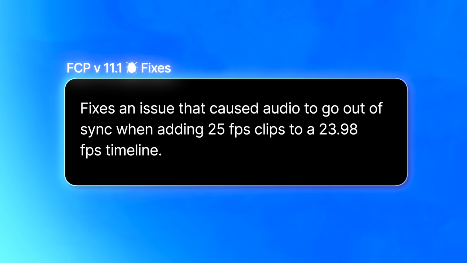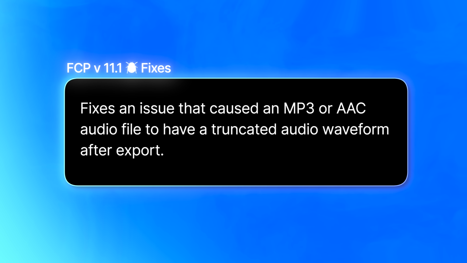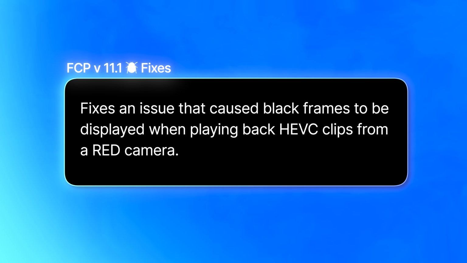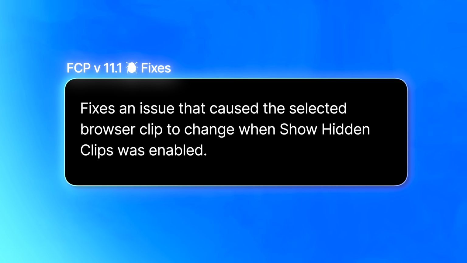They fixed an issue that caused audio to go out of sync when adding 25 FPS clips to a 23.98 FPS timeline. They fixed an issue that could cause sound to slip out of sync when detaching audio from a clip with a J-cut and a through edit. They fixed an issue that caused an MP3 or AAC audio file to have a truncated audio waveform after export. They fixed an issue that caused black frames to be displayed when playing back HEVC clips from a RED camera. They fixed an issue that prevented the browser from automatically scrolling to an active cell in list view. And they fixed an issue that caused the selected browser clip to change when Show Hidden Clips was enabled.